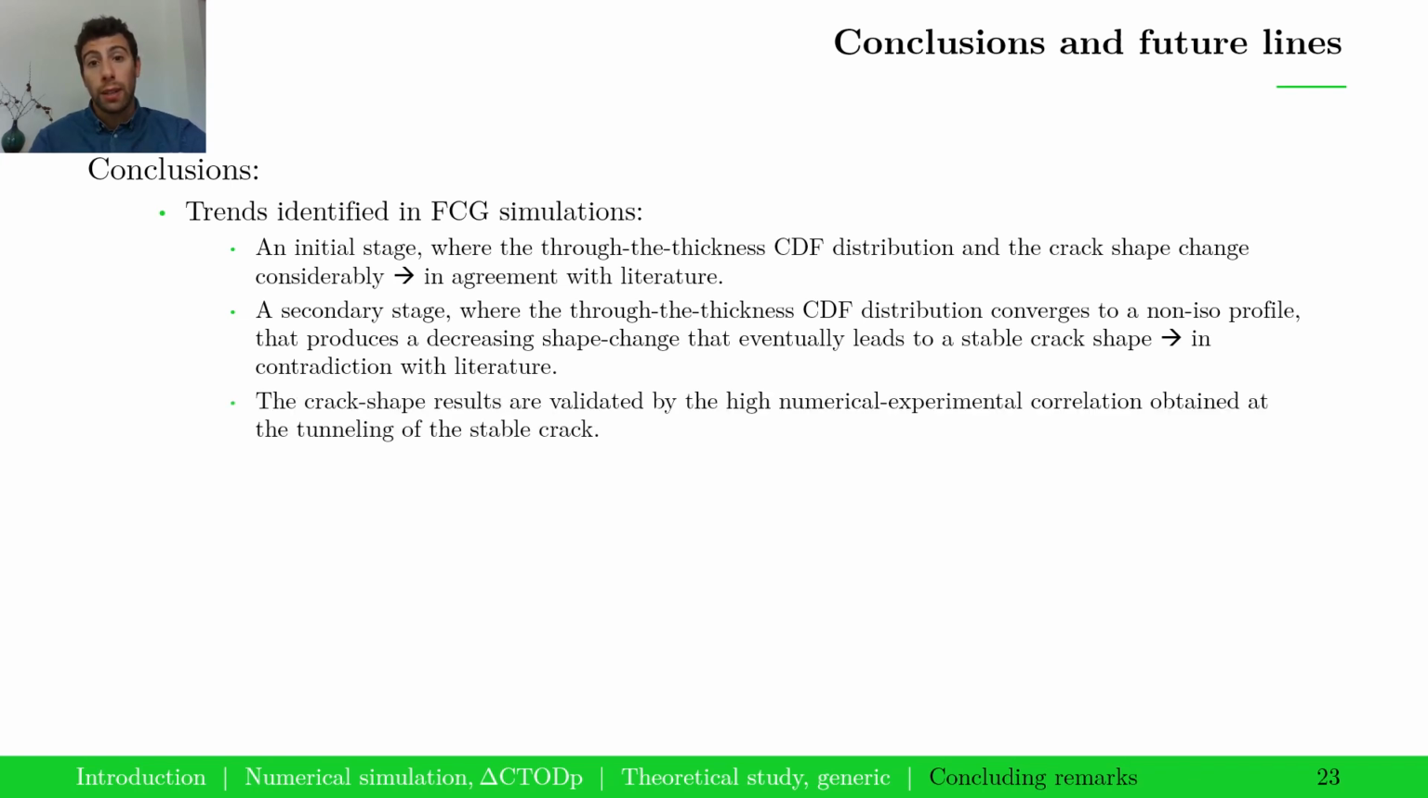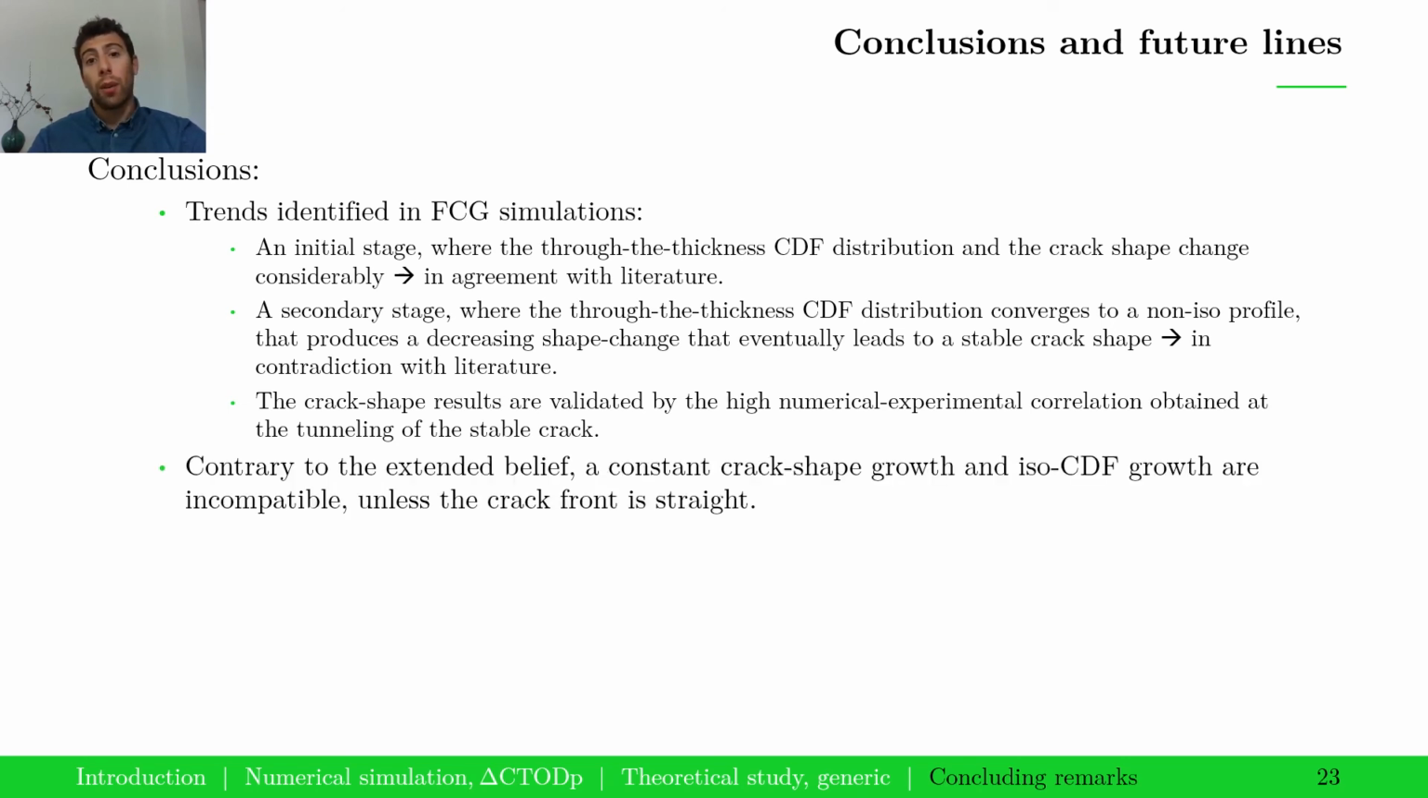The crack shape results are validated thanks to the high numerical experimental correlation obtained for the tunneling of the stable crack. And additionally, a theoretical study performed based on Paris law relationship and ideal crack shapes shows that in fact, as indicated by the numerical results and contrary to the extended belief, the constant crack shape growth and the crack growth under iso crack driving force distribution are incompatible unless the crack front is straight.